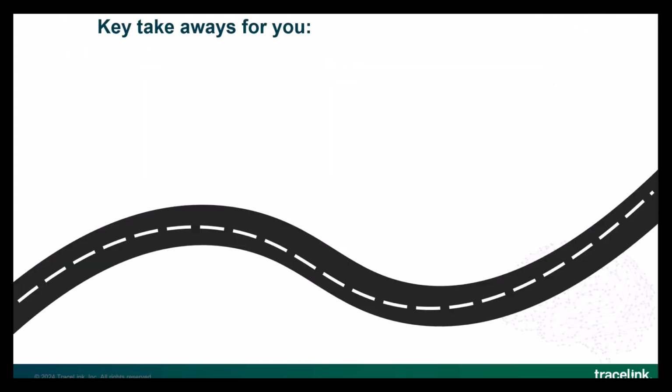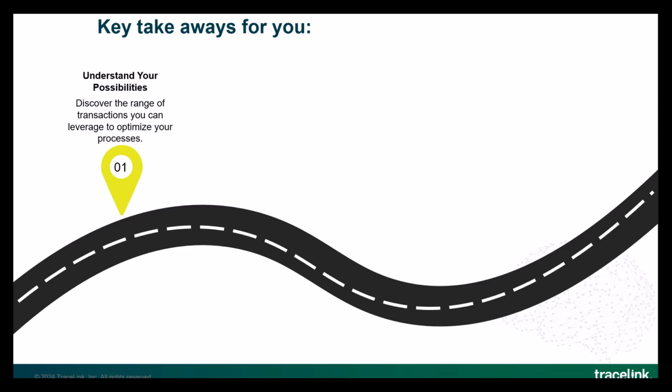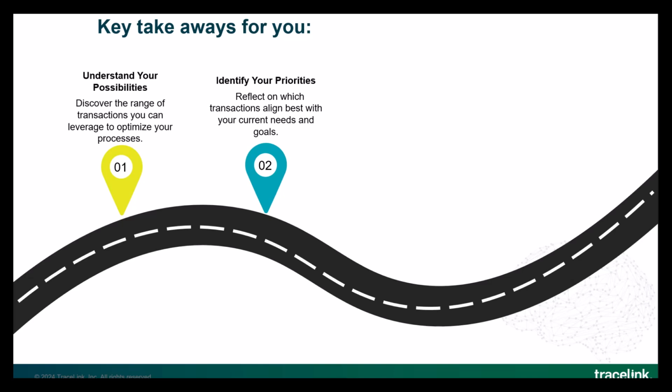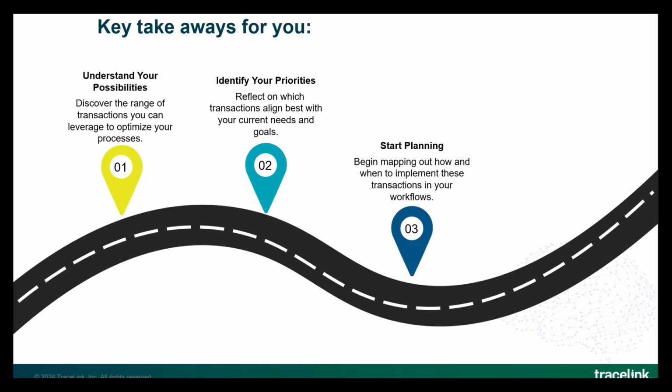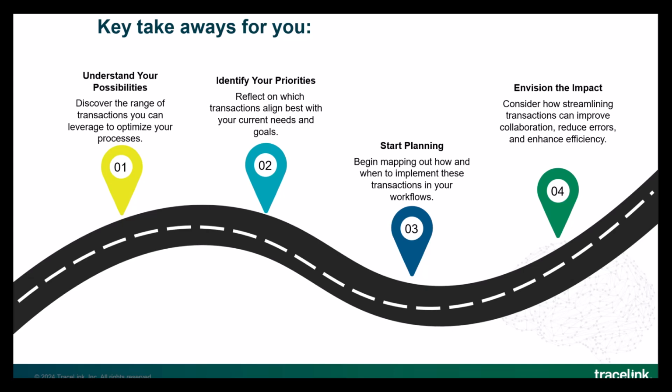Here are some key takeaways for you. Understand your possibilities. Discover the range of transactions you can leverage to optimize your processes. Identify your priorities. Reflect on which transactions align best with your current needs and goals. Start planning. Begin mapping out how and when to implement these transactions in your workflows. Envision the impact. Consider how streamlining transactions can improve collaboration, reduce errors, and enhance efficiency. Think about the next steps you can take to bring these ideas to life.